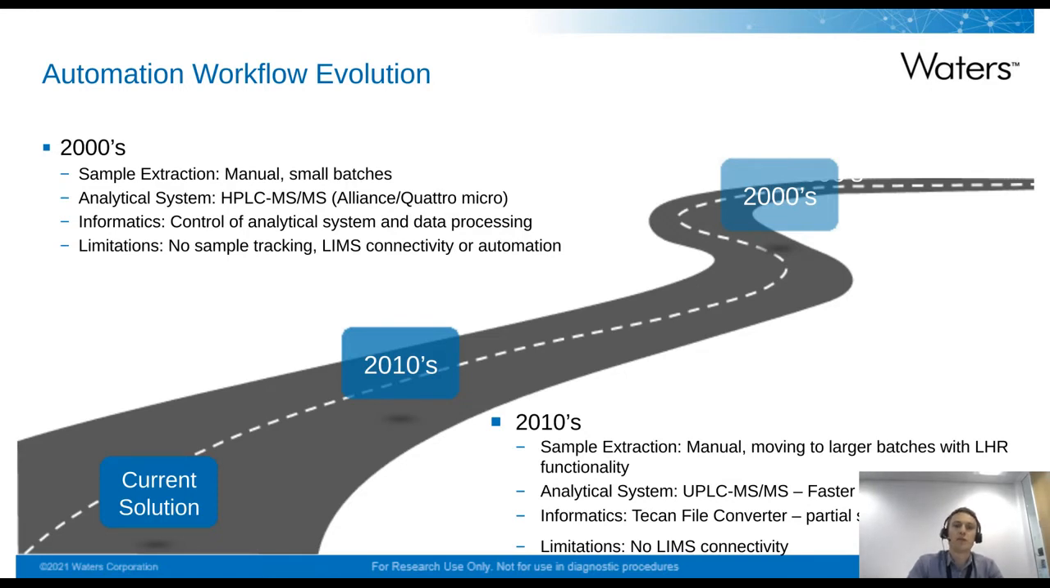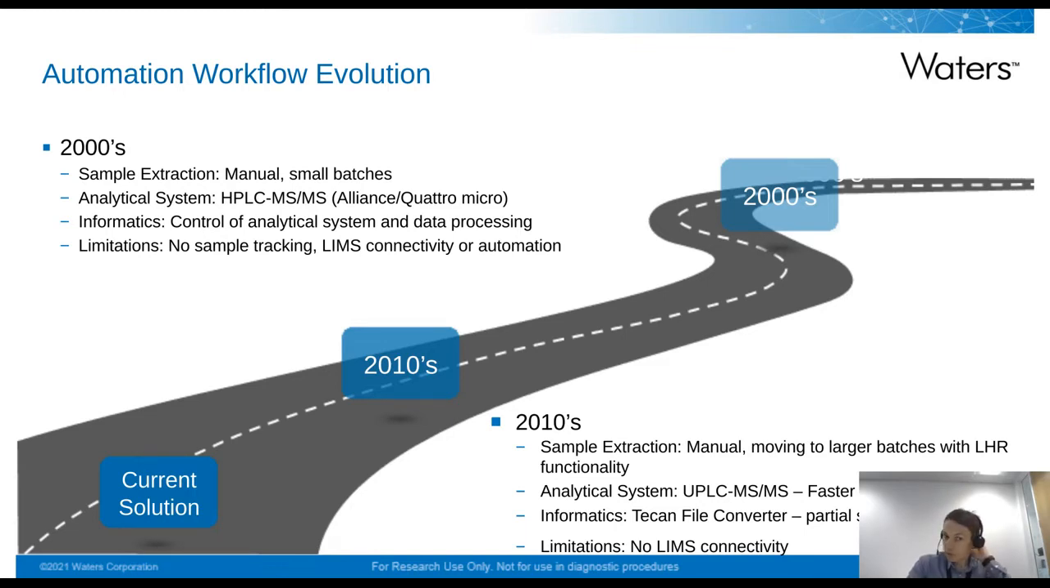The evolution of the Waters LC-MS workflow started in the 2000s, where at this time and earlier, sample extraction was performed manually, generally with small batches of samples. Analytical systems were HPLC with tandem mass spectrometers such as the Waters Alliance and Quattro Micro, and informatics was only really used to control these systems. There was no sample tracking performed with no LIMS connectivity or automation.